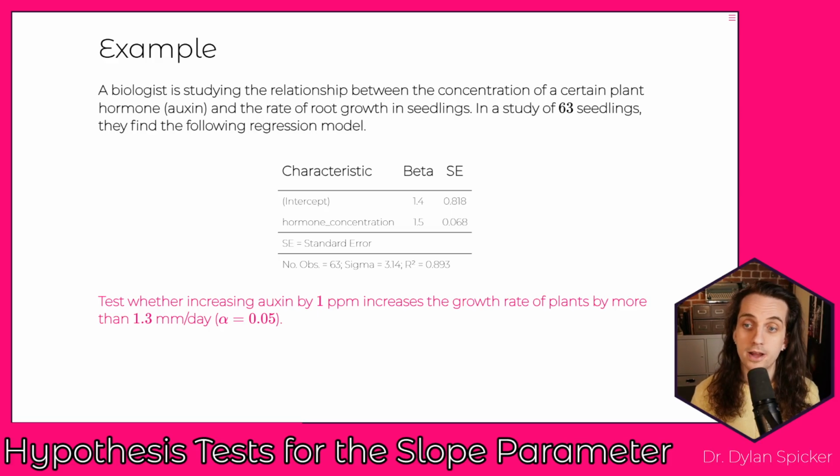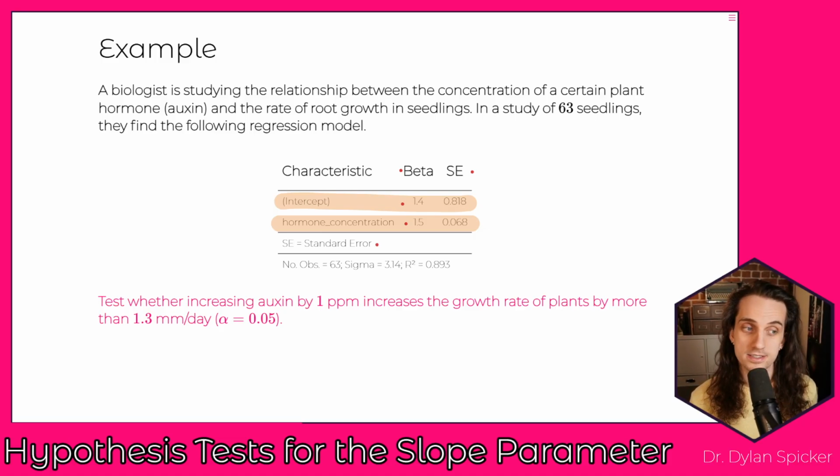In this example, we have a biologist who's studying the relationship between the concentration of a certain plant hormone and the rate of root growth in seedlings. In a sample of 63 seedlings, they find the following regression model. We have this output from our regression table. We're told that we have our intercept and our hormone concentration, so each of these rows represents one of the factors in the regression model. For each, we're told the beta value, so we have 1.4 and 1.5 for the estimated beta. We're also told the estimated standard error.